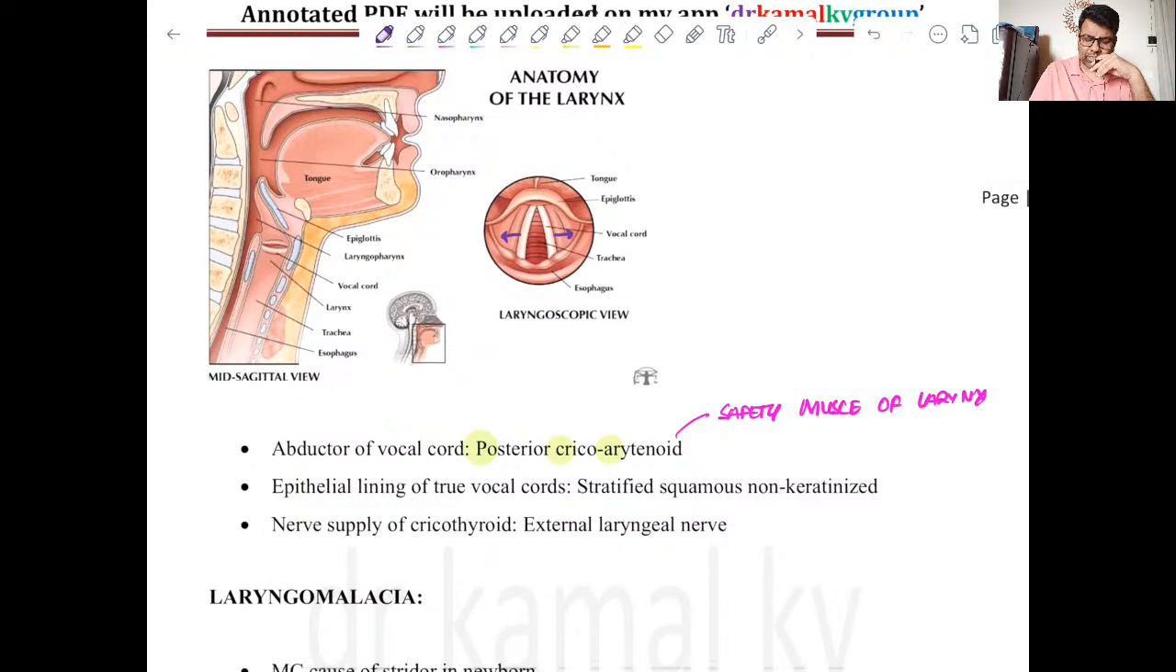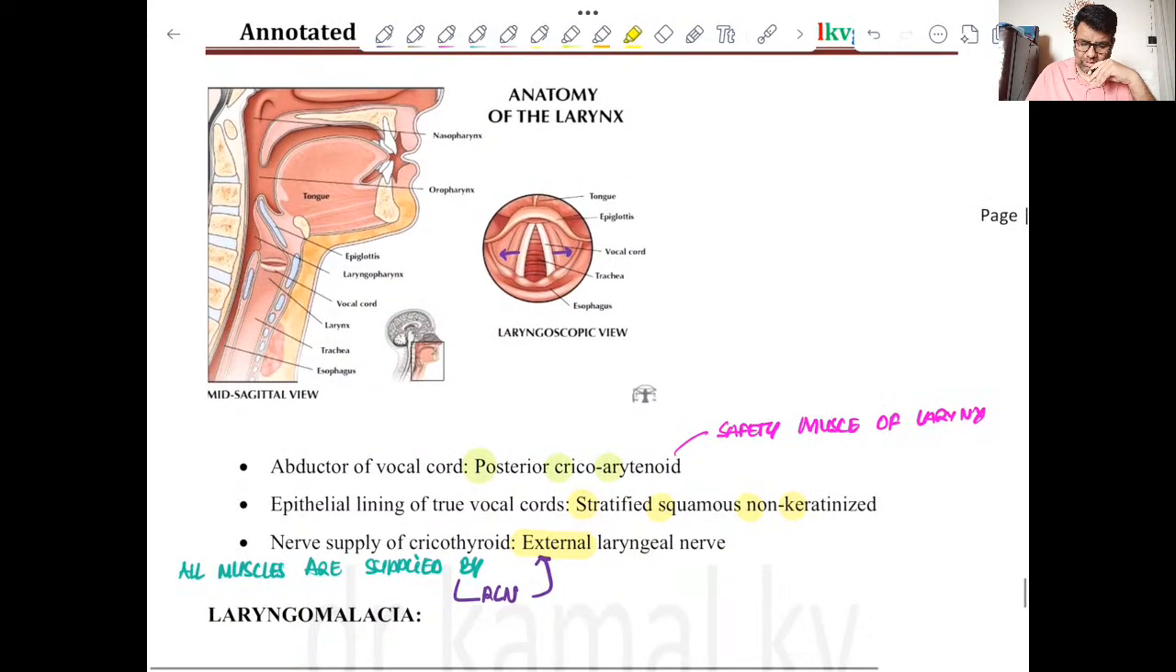Then all muscles of the larynx are supplied by the recurrent laryngeal nerve, right? So this is the recurrent laryngeal nerve, and there is only one exception, that is cricothyroid, which is supplied by the external laryngeal nerve. Then lining of the true vocal cord is non-keratinized stratified squamous. Otherwise, the respiratory passage is usually lined by pseudostratified ciliated columnar, right? So this is in short about anatomy.